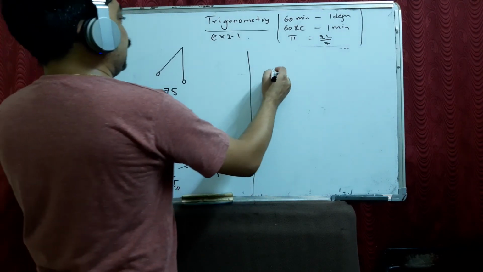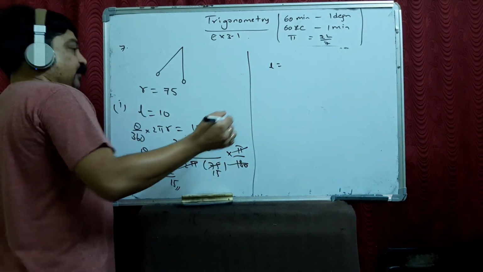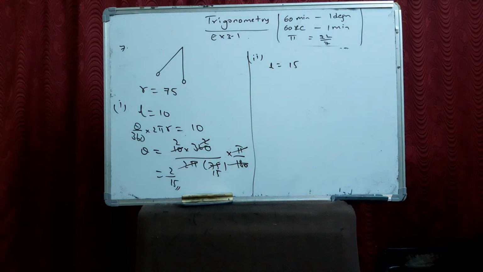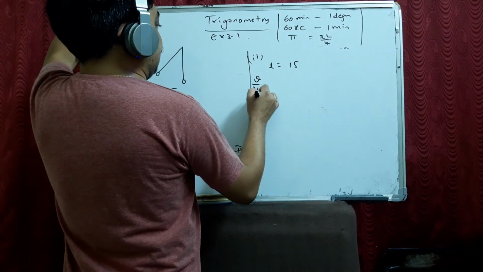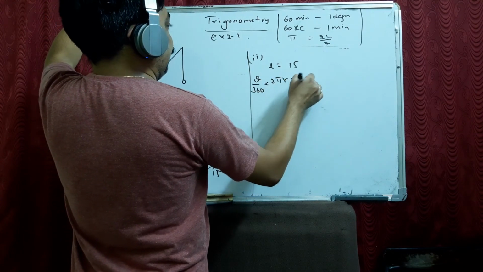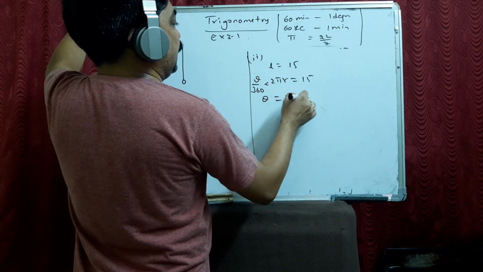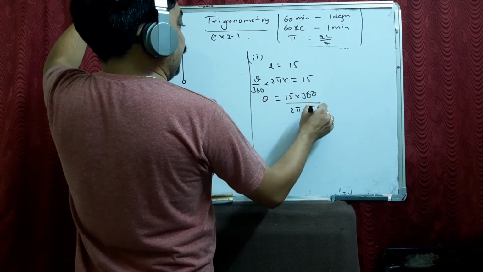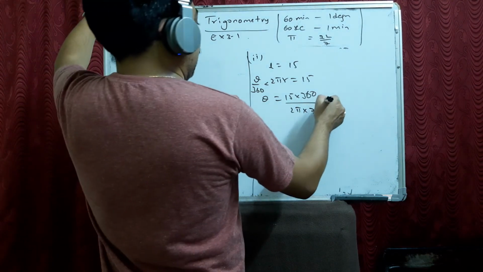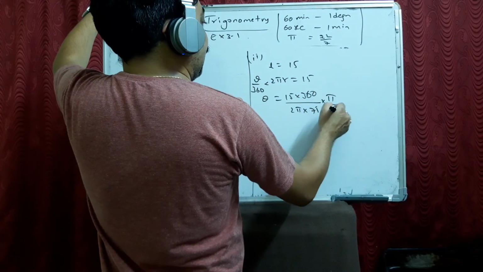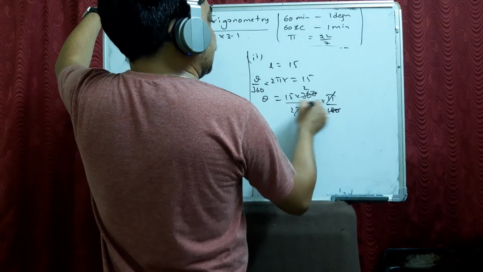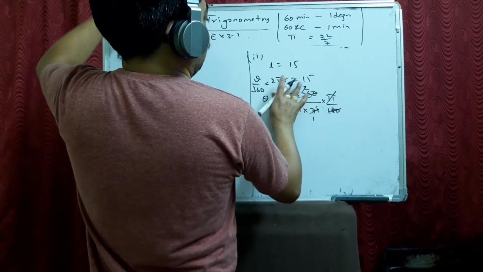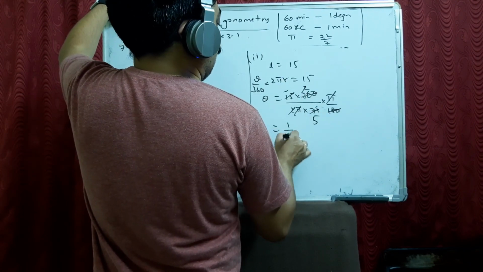Suppose in the next question, what did they give? L is equal to 15. Second one, same ditto. Same process. L means theta by 360 into 2 pi r is 15. So theta is equal to 15 into 360 by 2 pi r, r is 75, because this is the same for all three problems, into pi by 180. Why into pi by 180? We are asked to convert it into radians. 2 gets cancelled. 5 3s, 15 5s. It becomes 1 by 5.